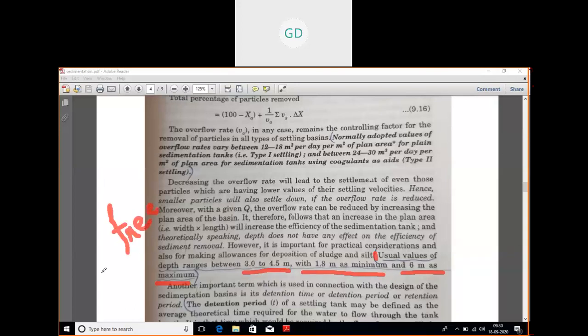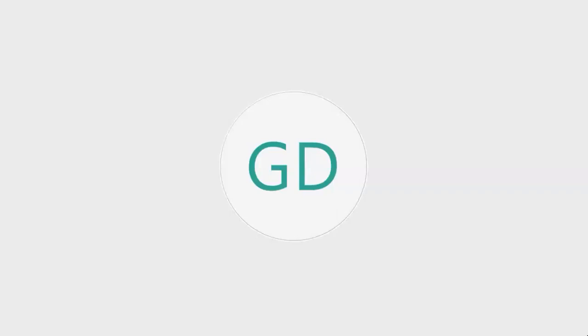Free board. This freeboard is the spacing between the slab of your water tank and the surface of the water in the tank. The slab is what is used to cover your tank, and there is a slight spacing.